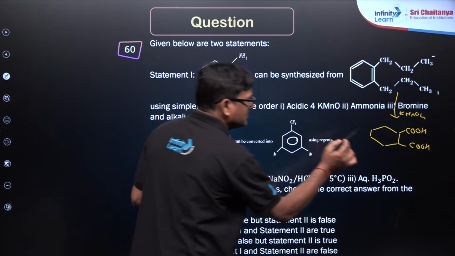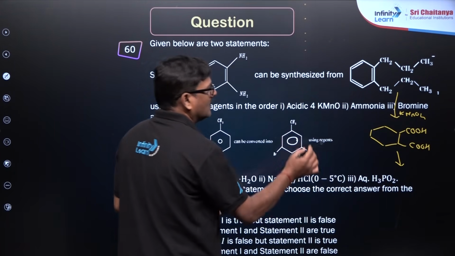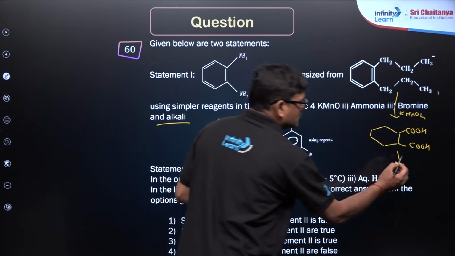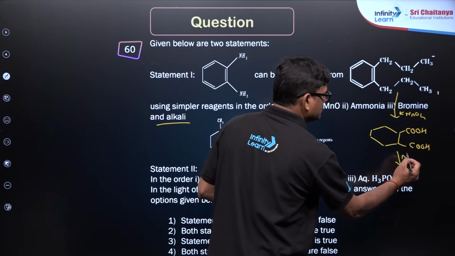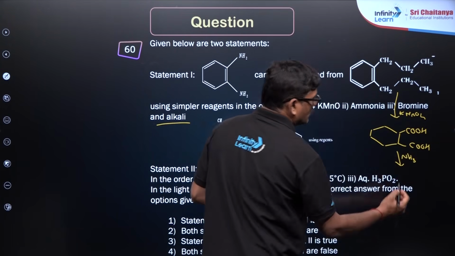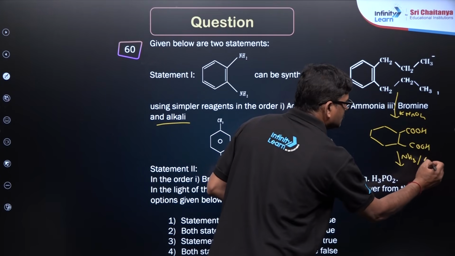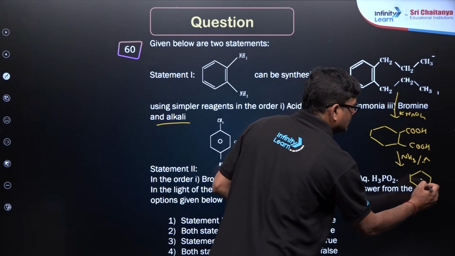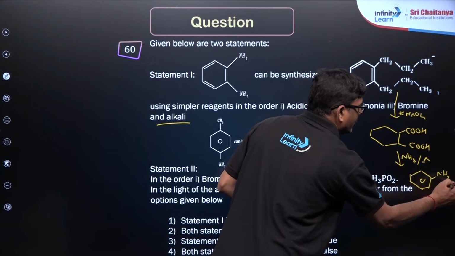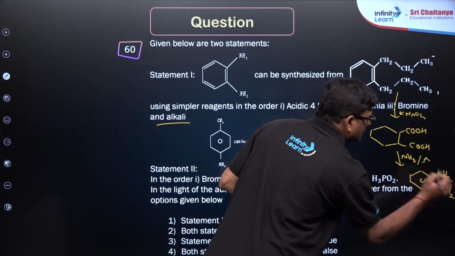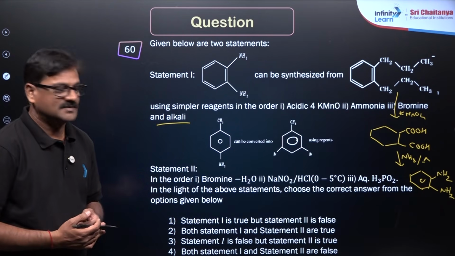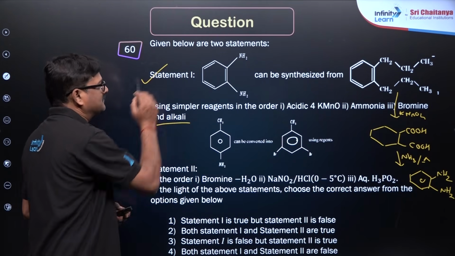Now this is heated with bromine and alkali. So you are going to see ammonia and you are going to see bromine, and heat it, you are going to see this. So, amide will be formed, it can be decarboxylated. So, this statement is correct.